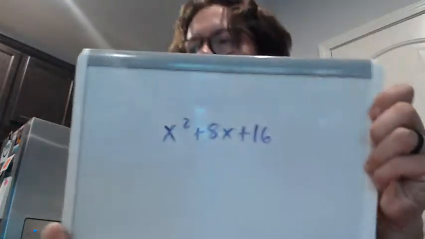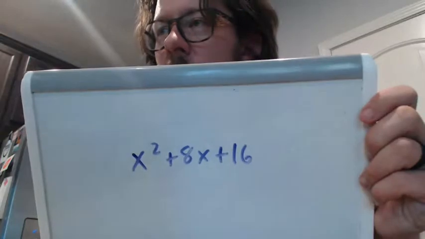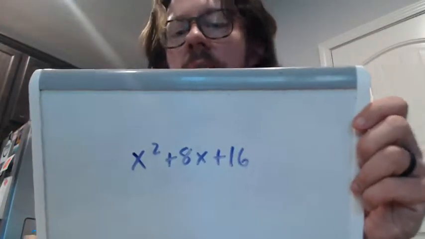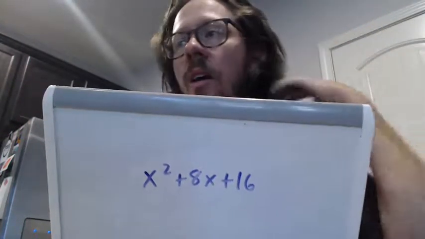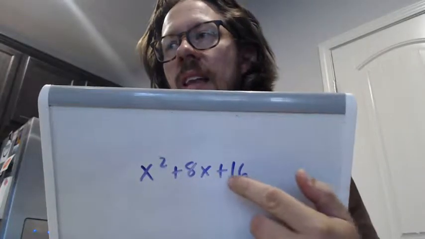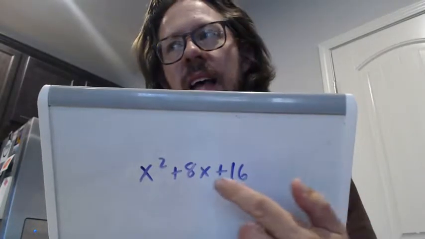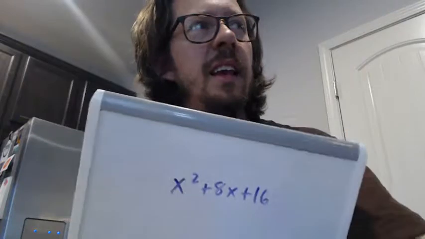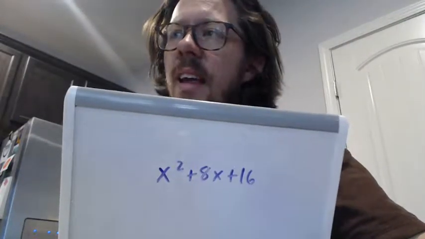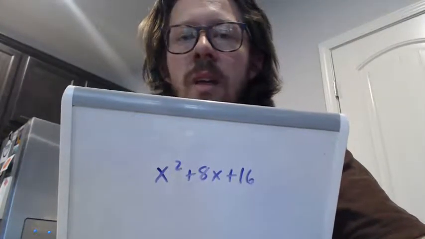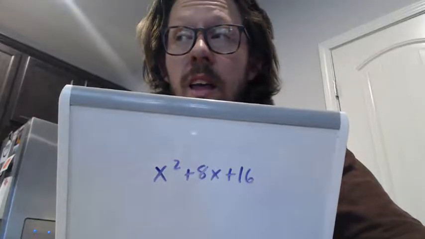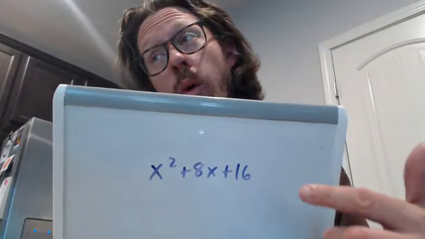Now this obviously is not a difference of squares, right? We have an a, a b, and a c, right? 1, 8, and 16. And if I said factor this, you might say, okay, well, what are factors of 16 that add to 8? So let's think for a minute. What are factors of 16 that add to 8? If you said 4 and 4, you'd be right, okay?